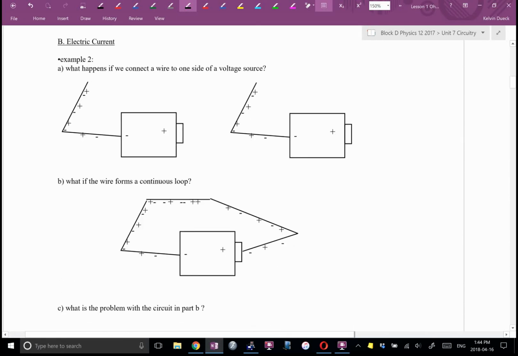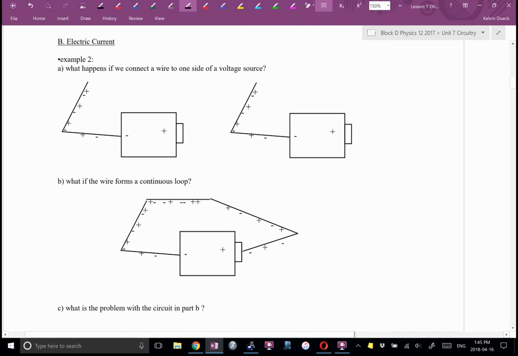Current. Example 2. What happens if I connect a wire to one end of a voltage source, but not the other end? The answer is not much.